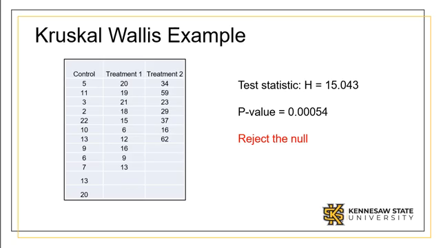Using technology, the test statistic is 15.043. This gives a p-value of 0.00054. Since the p-value is smaller than 0.05, we reject the null. There is a difference in the medians.